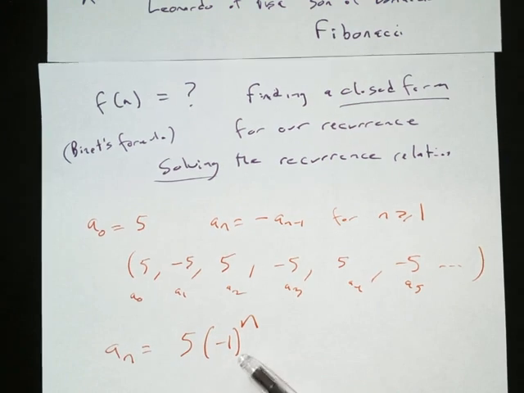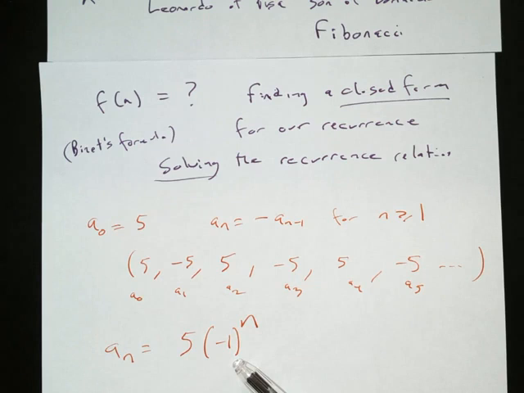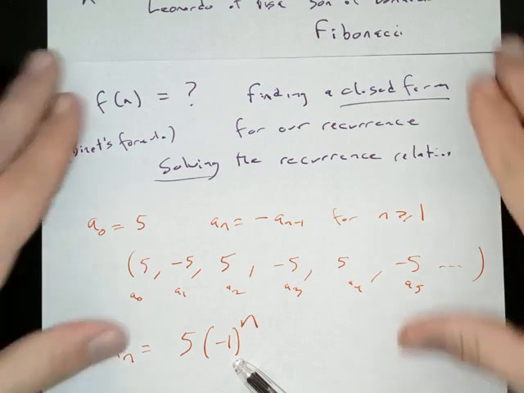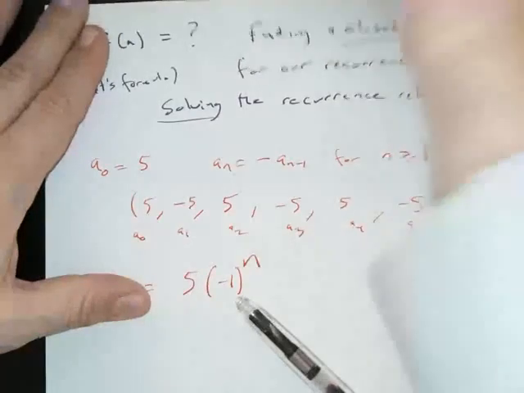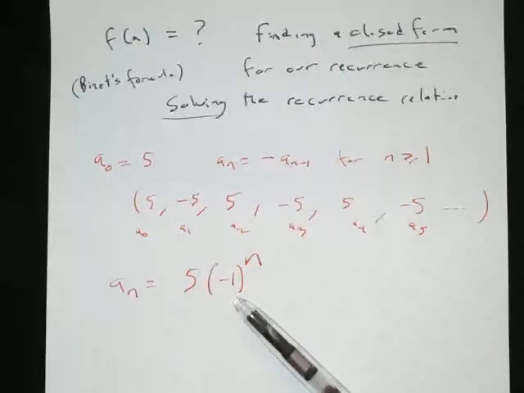This is a closed form. I now don't have to say, I want to know the 73rd term. To know the 73rd, I need the 72nd, 71st, 70th. Forget about it. I can just plug 72 into here, 73 into here, and I can get one answer. So this expression is a closed form for this particular sequence.